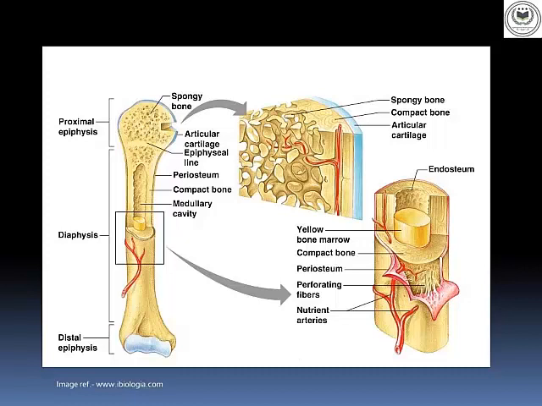The ends of the bone are known as proximal and distal epiphysis, and the middle portion is known as diaphysis or the shaft. There are two layers of the bone. The outermost layer is known as the periosteum and the innermost layer is known as the endosteum. And within this runs a medullary cavity in which the yellow bone marrow is found. Along with that, there are numerous nutrient arteries, vessels and veins which run along the surface of the bone.